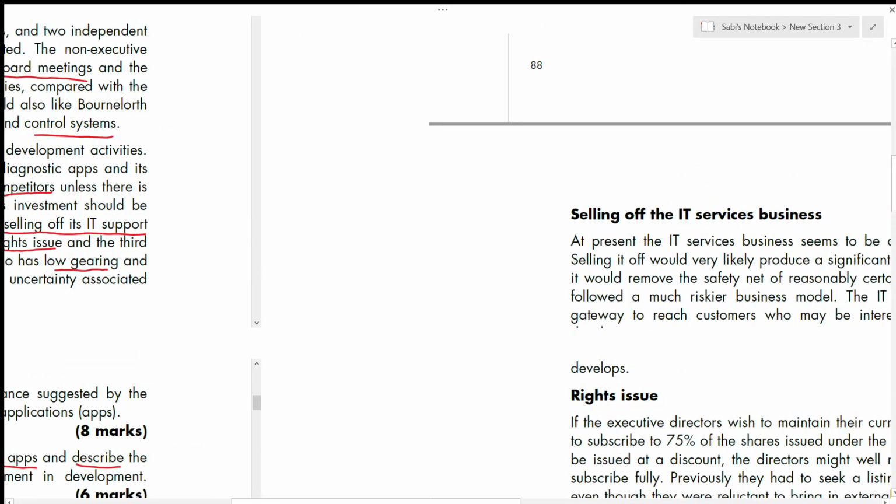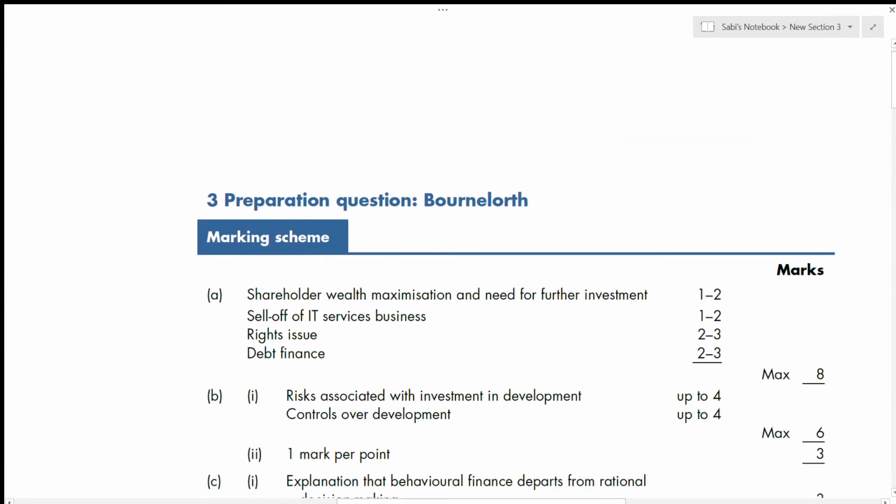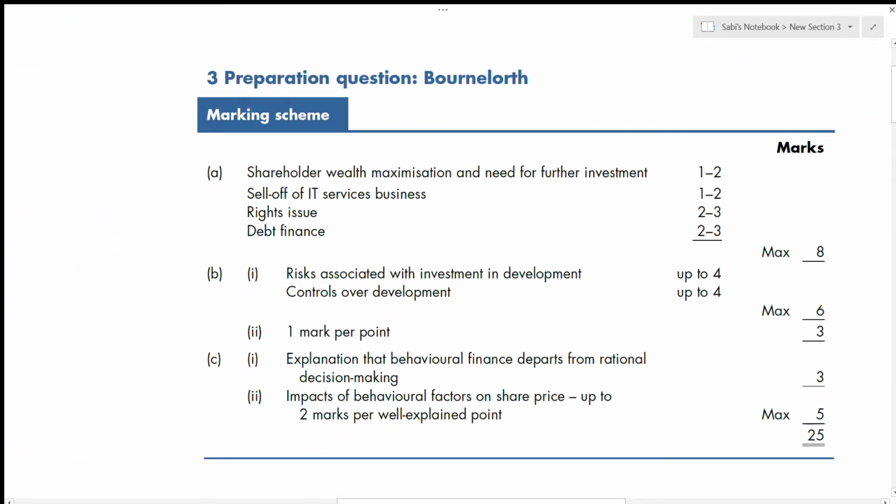Right? Before answering, let's go to the marking scheme. How that 8 marks is allocated. So 2 to 3 is for debt issue, 2 to 3 is for rights issue, 1 to 2 is for sale of the IT service business, and 1 to 2 is for shareholder wealth maximization and need for further investment. I would say just allocate 2 marks each.